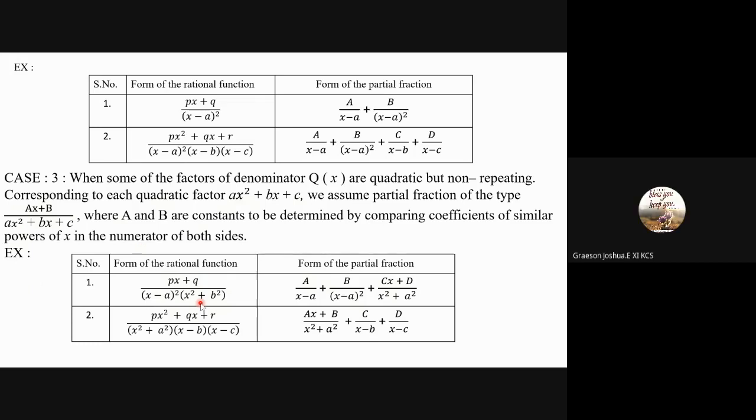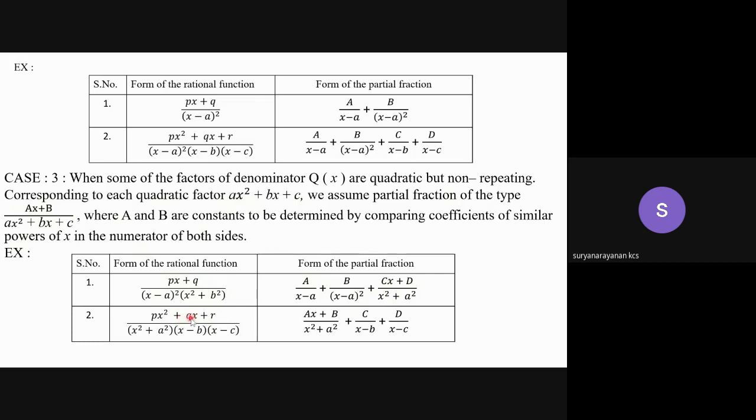Yes, sir. In the numerator, we write an x term plus a constant. In the case of a quadratic polynomial, when you are writing partial fractions, in the numerator we write an x term plus a constant. Now, observe the next example.